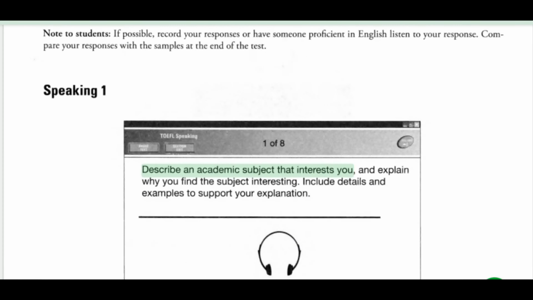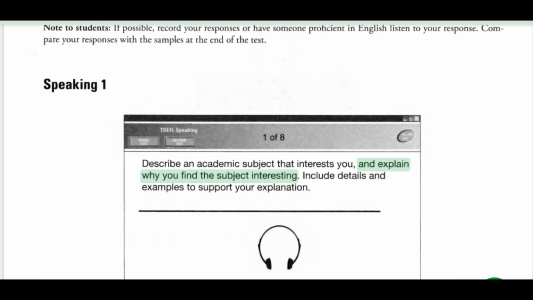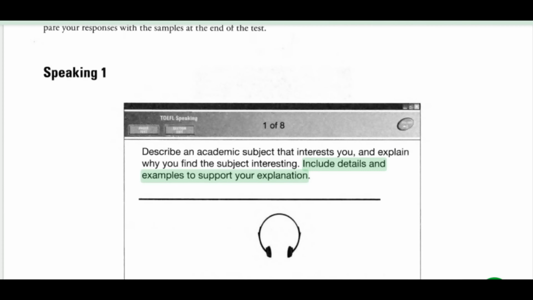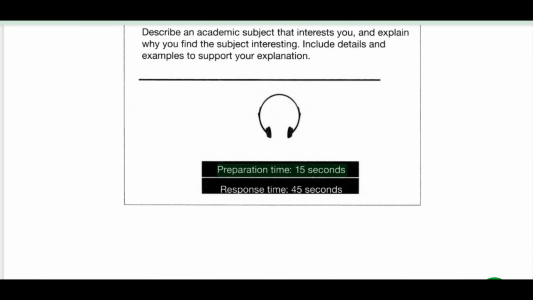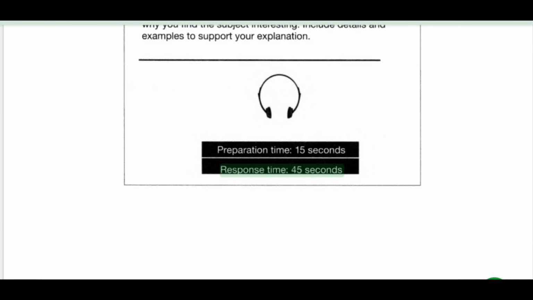Speaking 1. Describe an academic subject that interests you, and explain why you find the subject interesting. Include details and examples to support your explanation. Preparation time, 15 seconds. Response time, 45 seconds.